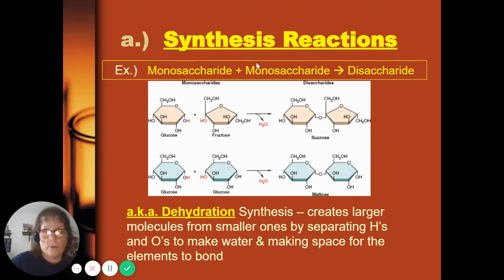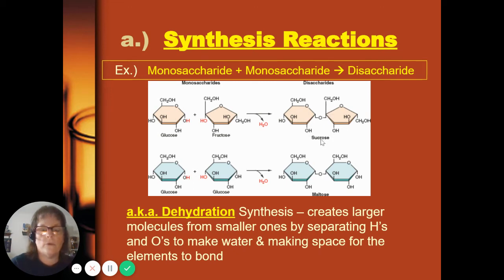So 1 plus 1 gives you a disaccharide. Now we've taken 1 sugar molecule and added it to another single sugar molecule, and we've bound it together into a double sugar molecule. You can see down here in the picture, here's glucose plus fructose. They're both monosaccharides, and we ended up bonding them together, and we ended up with a disaccharide of sucrose.